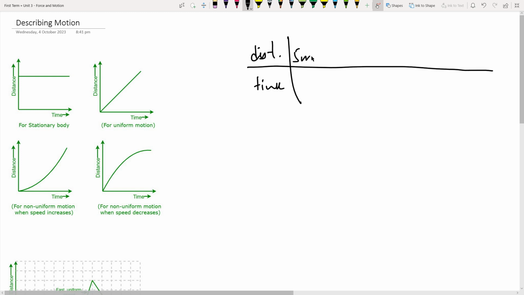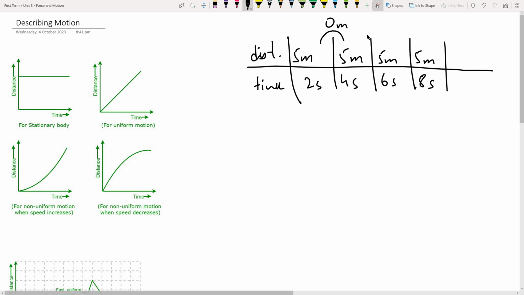If I'm covering 5 meters, 5 meters, and 5 meters, my distance is not changing, right? 2 seconds, 4 seconds, 6 seconds, and 8 seconds, right? So as you can see, the difference is 0 meters. So I'm not covering any distance because the interval is 0, right? So let's just say if I'm standing 5 meters away from you, I'm not moving any farther or closer to you, but the time is constantly moving, right? The clock will keep on moving. So this is represented as a flat line over here, right?